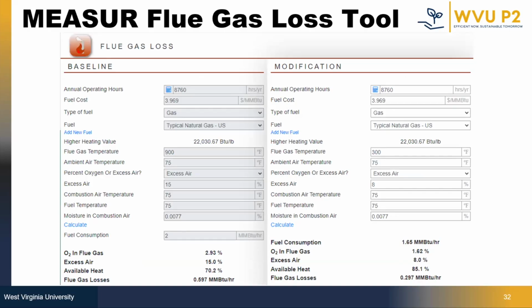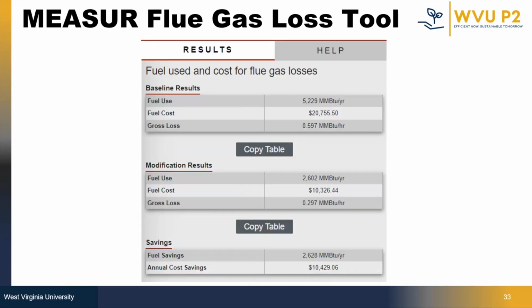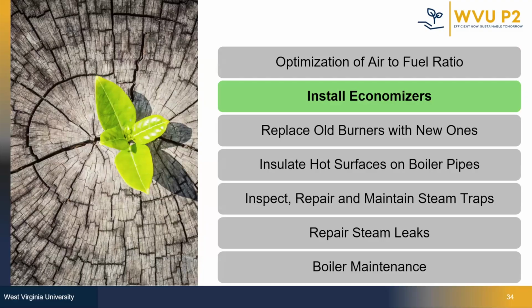After collecting combustion data in the field, the next step is to put the data in the MEASUR flue gas tool. By inputting the data collected from the combustion analyzer into the software along with some other basic information, including fuel cost and operating hours, the software can estimate the losses in the flue gas and excess air. Additionally, based on the details provided, the software can also estimate fuel use savings and corresponding cost savings due to the modification. Next, we will discuss using an economizer to improve efficiency.